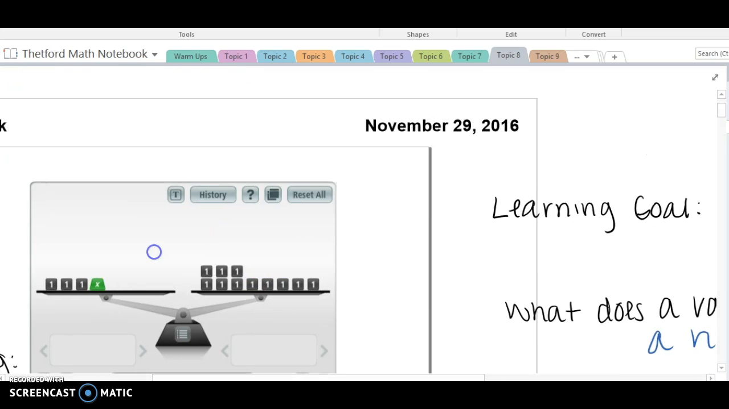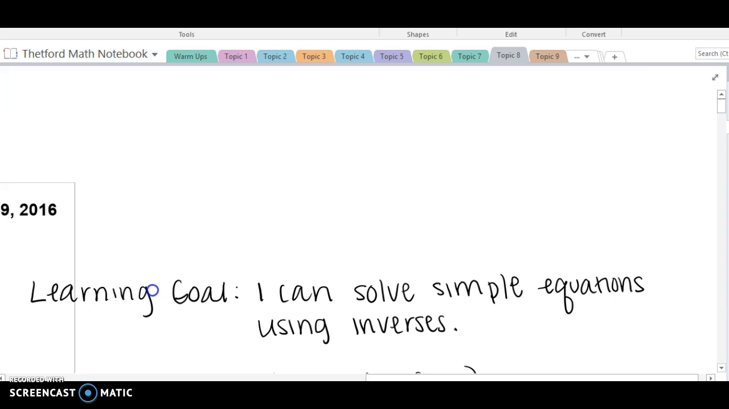Before you get started, I want you to come over here and write the learning goal. The learning goal today is: I can solve simple equations using inverses. I want you to write this in your Cornell notes. And at any time you can pause this video so you can catch up on the writing. I know that sometimes I go pretty fast, so just hit pause, get it written down, and as soon as you are done writing it, press play again.